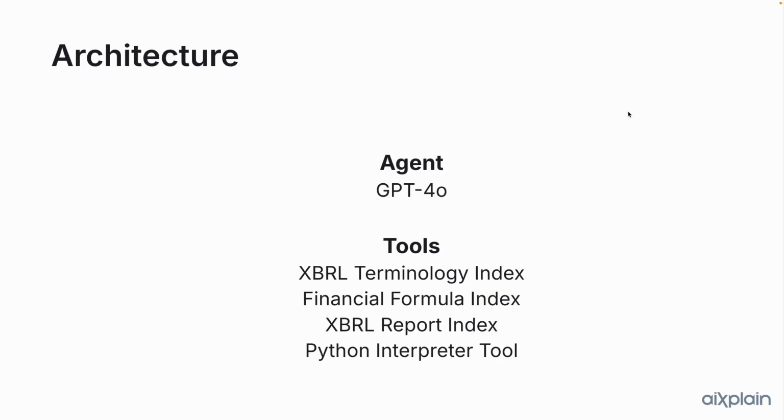To do this, we developed an agent that is basically a GPT-4o large language model that has at its disposal 4 tools. The first tool is an information retrieval one that we trained with XBRL terms. Another one is also an information retrieval with financial formulas. The third one is an information retrieval index with financial facts. And the fourth one is a Python interpreter tool, so the agent can execute Python code. So here I'm going to show you how the demo looks.